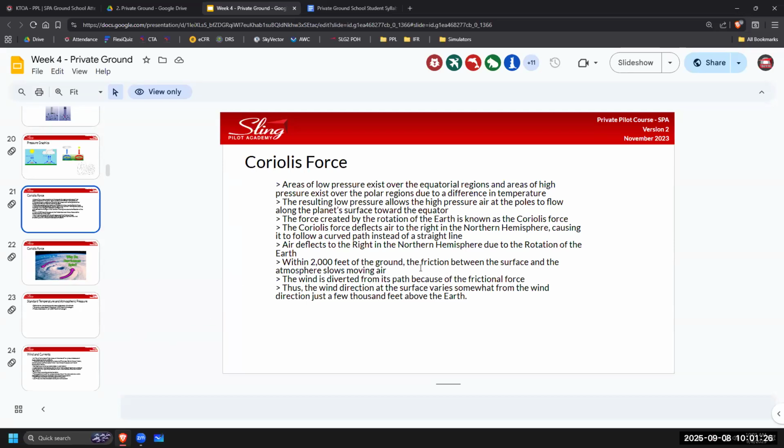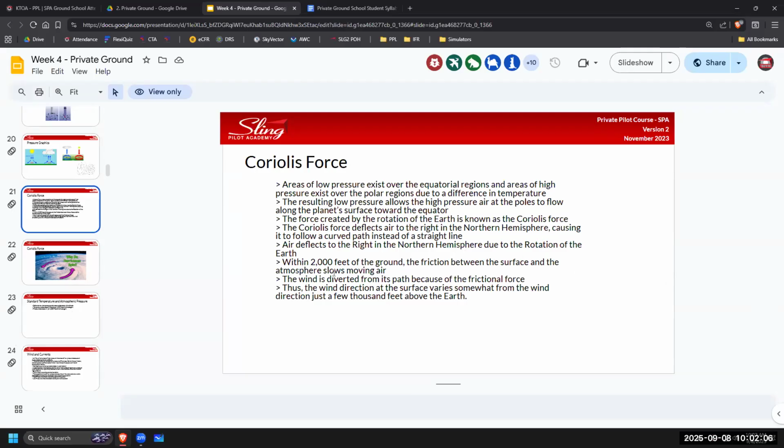Then we also want to talk about the friction between the surface and the atmosphere. Within 2,000 feet of the ground, you're going to have different winds because of the friction between the surface of the Earth. So this wind is diverted from its original path because of the frictional force of the surface of the ground. At the end, wind direction at the surface varies from what the wind direction just 1,000 feet above the Earth. I think that makes sense.